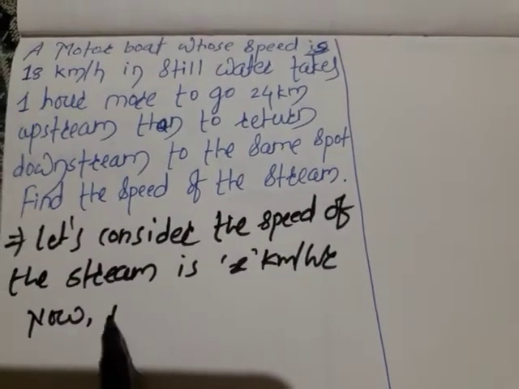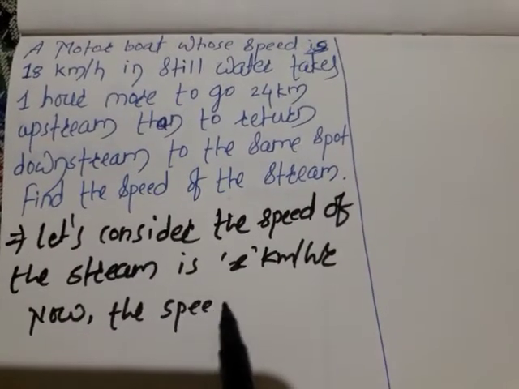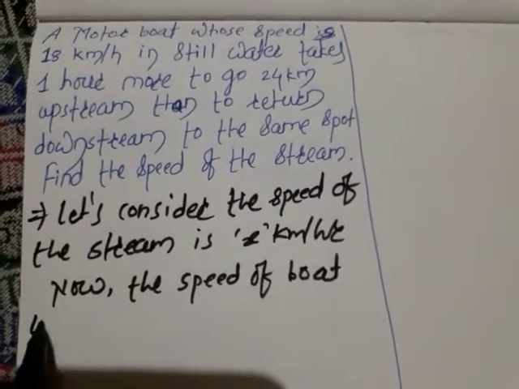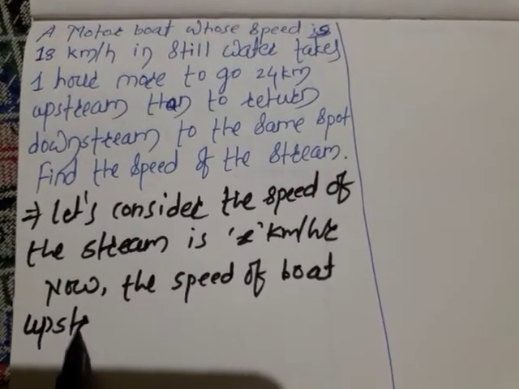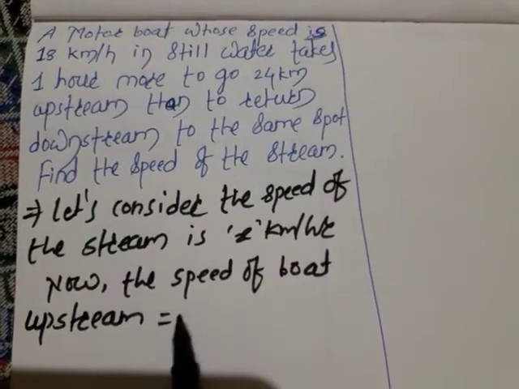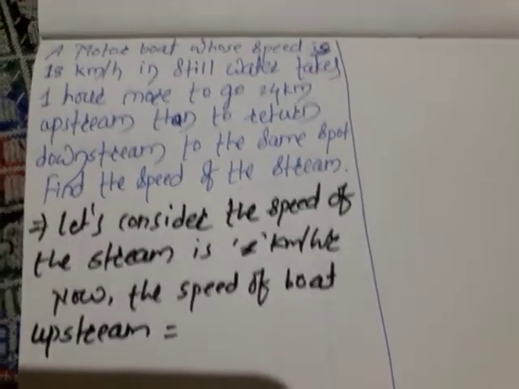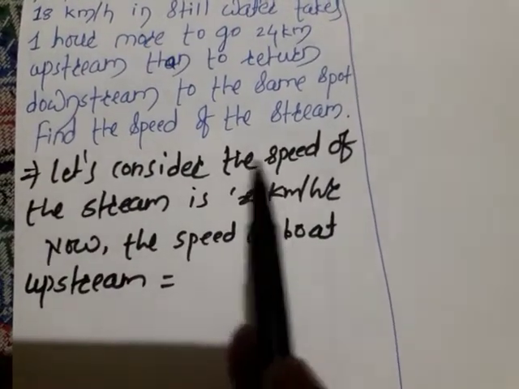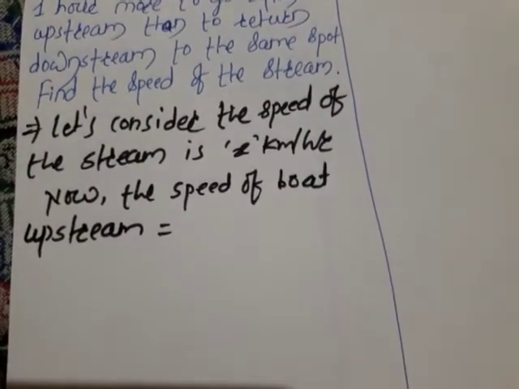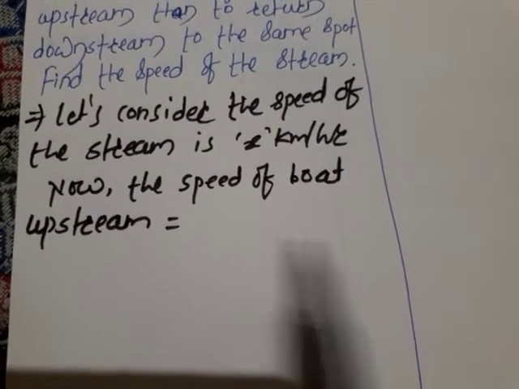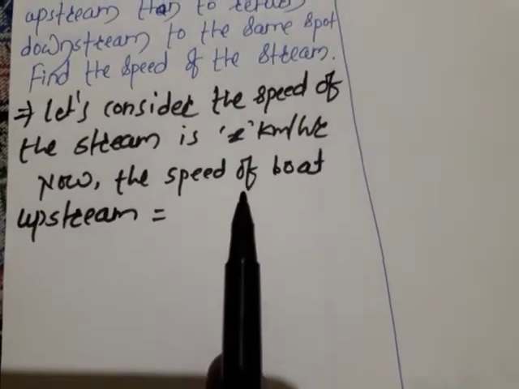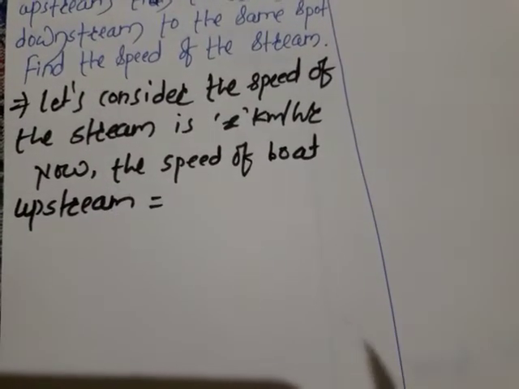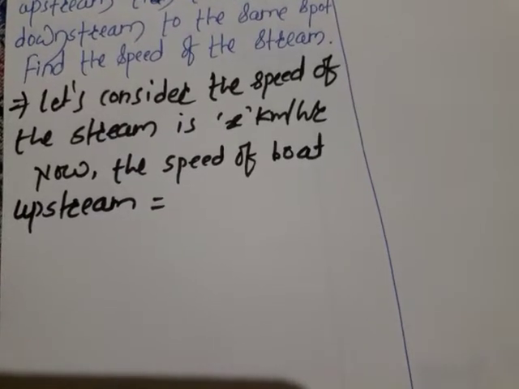Now, the speed of the boat when that boat was going upstream is equal to, look here, what is the speed of the boat? 18 kilometer per hour. And what is the speed of the stream? X kilometer per hour. And you know that very well. In that example which you discussed in linear equation in two variables, I told you when the boat is going up, that time the speed of the stream is going to oppose the motor boat. Are you getting what I am saying?